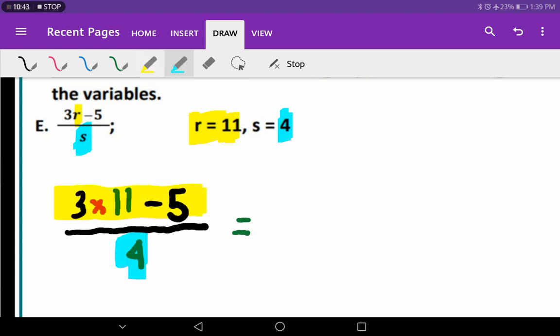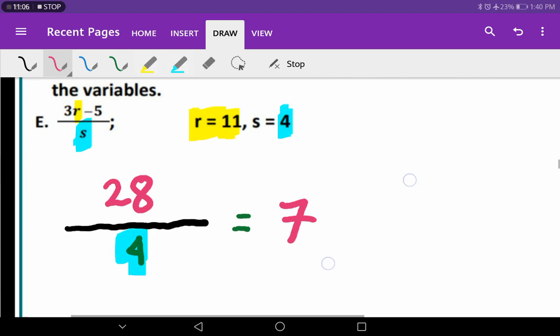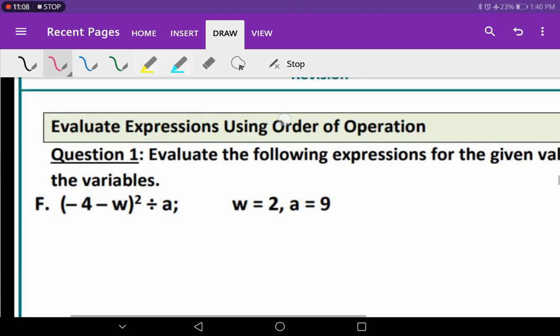Now, up I have multiplication and subtraction. So 3 multiply 11, it is 33, my dear student. And 33 negative 5, it is 28. And 28 divided by 4, it is 7. We done. Let's move to the next one.